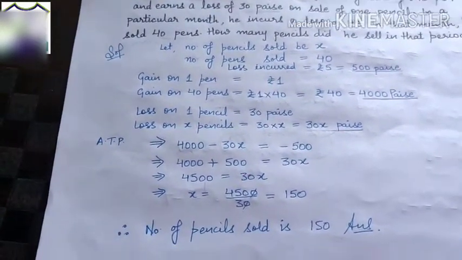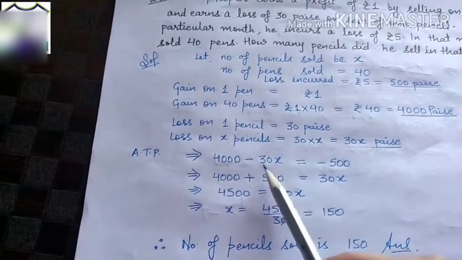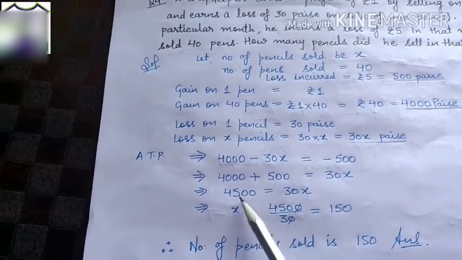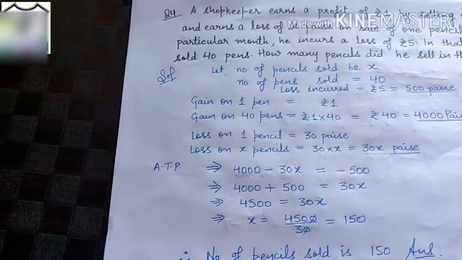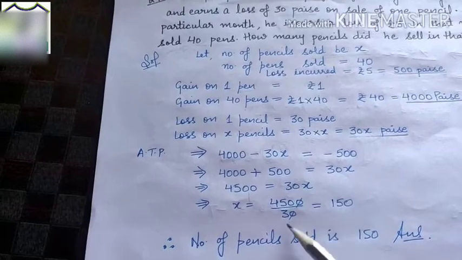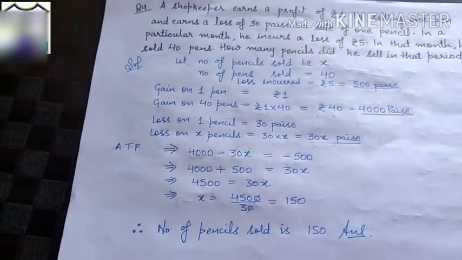Just solve this equation. 30x will go to this side, it will be positive, and 500 will come to this side, it will become positive. It is 4500 equals to 30x. 30 will come to this side, it will be divided. Just divided, it is 150, which is the required number of pencils.